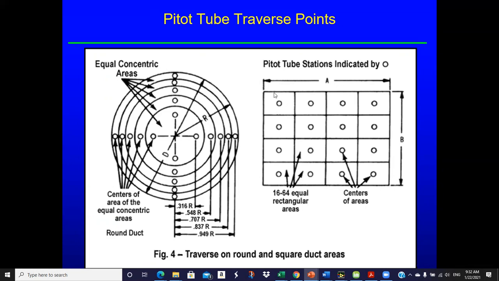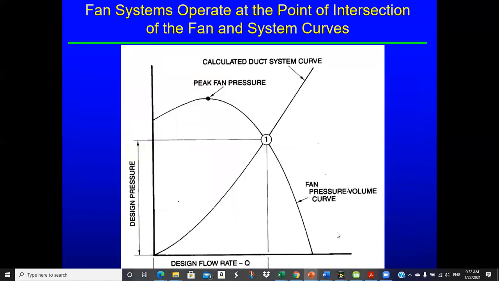Now, if you have a rectangular duct, it's easy. You just divide it into a grid and say, okay, I'm going to take 12 measurements, and you try to get in the center of each of these little boxes to indicate that they're the same area. So equal areas. So there you go.